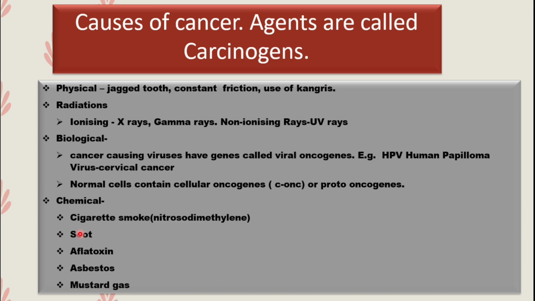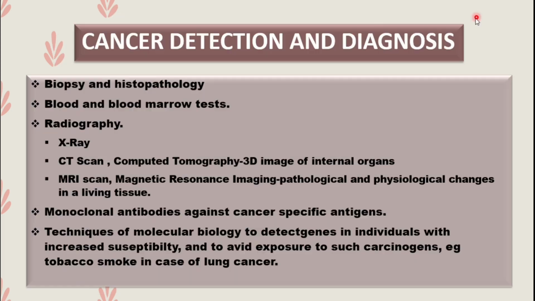Soot is a chemical carcinogen which can again cause cancer of the respiratory system. Aflatoxin is another carcinogen which may lead to cancer of the liver. Asbestos fiber can cause cancer of the lungs. Mustard gas is also a chemical carcinogen leading to cancer. So all these are agents called carcinogens.